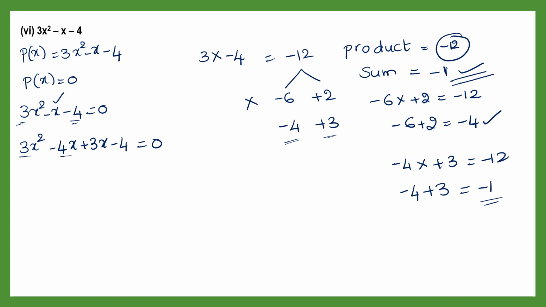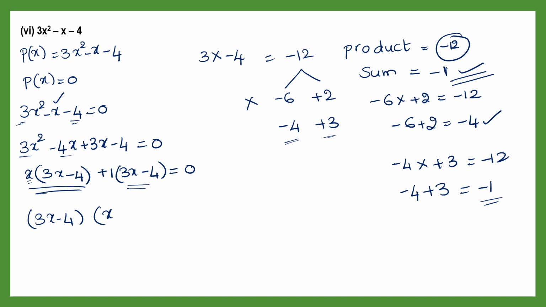In 3x square minus 4x, what is common? X is common. So take x outside, 3x is left. In the second term, what is left? X already came outside, so 4 is left. Plus 1 into 3x minus 4, that is equal to 0. In the two terms, if you observe, 3x minus 4 is common. So take 3x minus 4 outside. What is left in the first term? X. In the second term, plus 1.